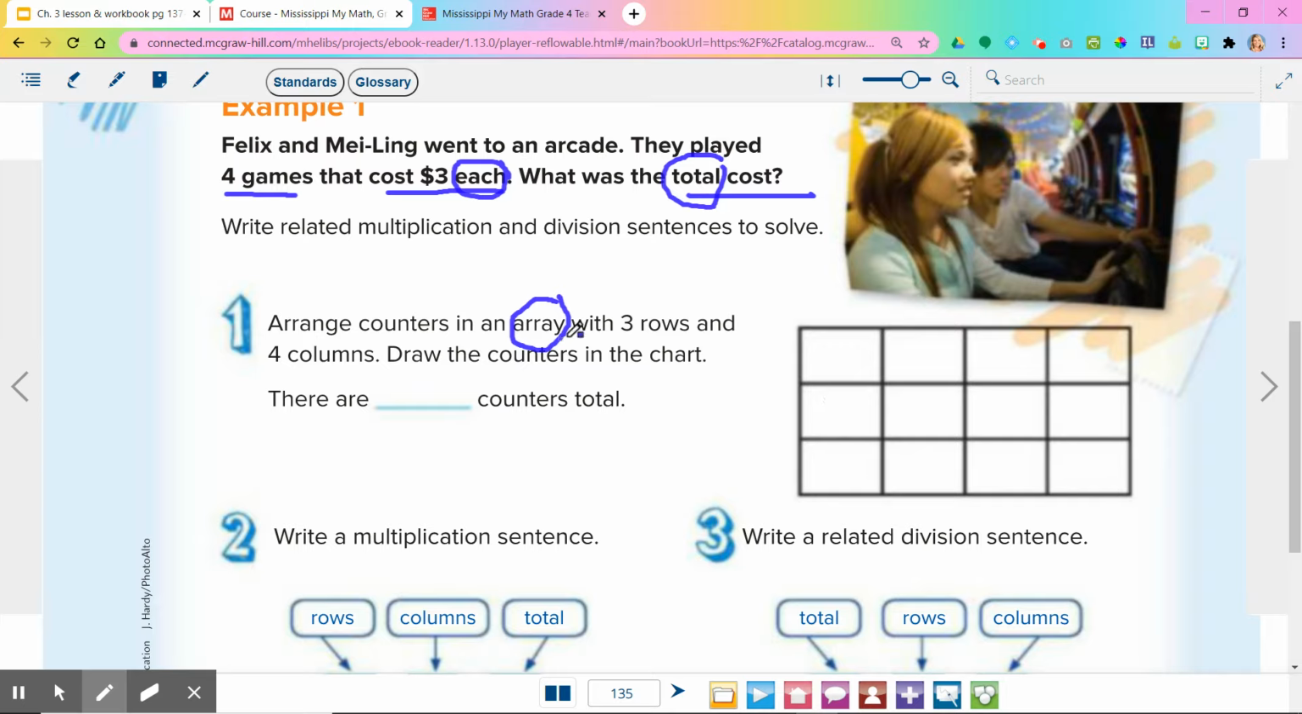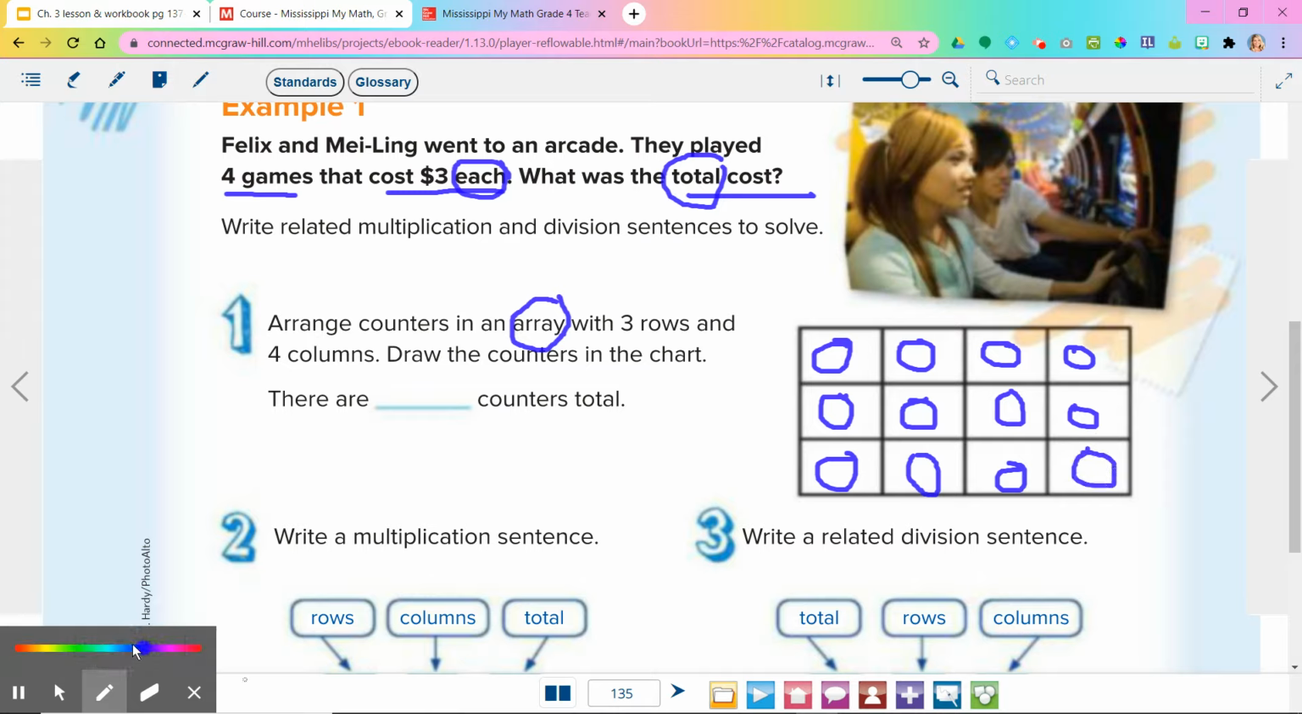So we're going to arrange these counters with 3 rows and 4 columns. So there's one column going up and down. Here's another column going up and down, another column, and another column.